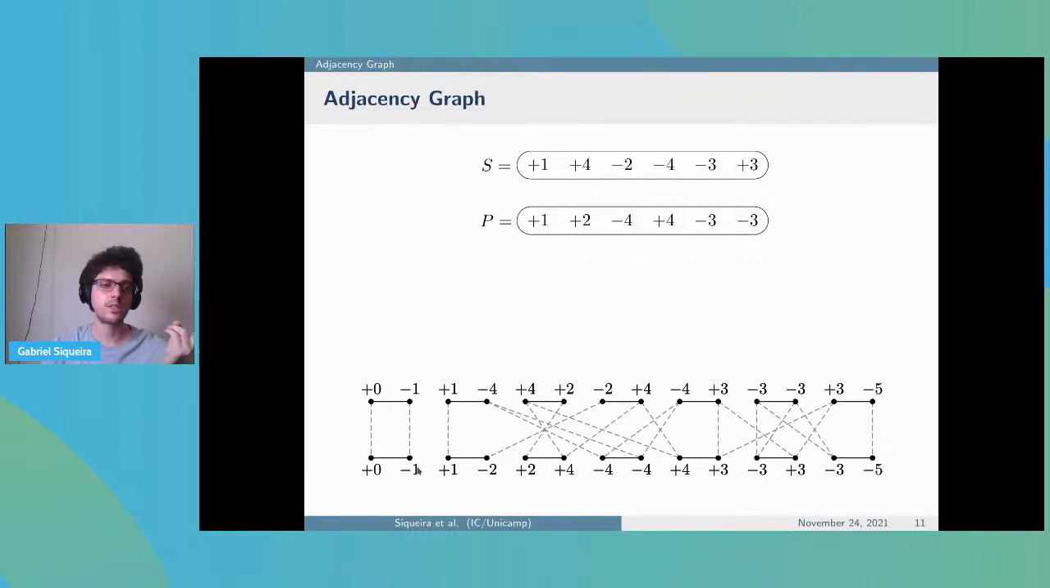And they connect it to vertices if they have the same sign and the same symbol. So plus 1 is connected to all plus 1 below, minus 4 to all minus 4 below, and so on. Those gray edges have a special type of relationship.